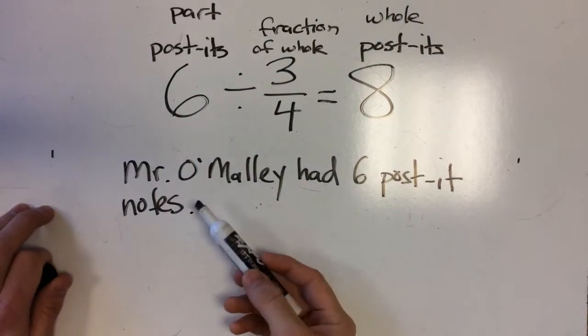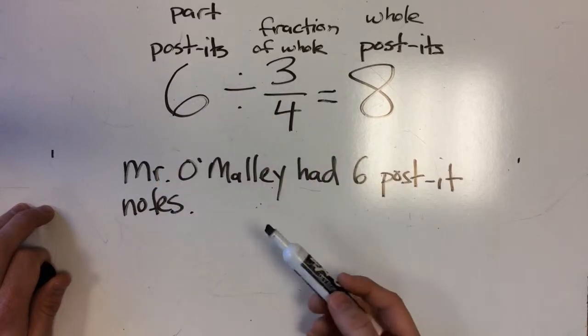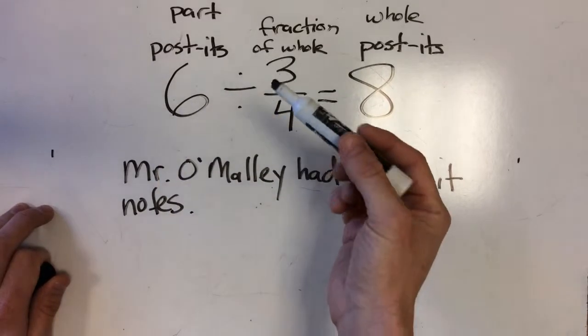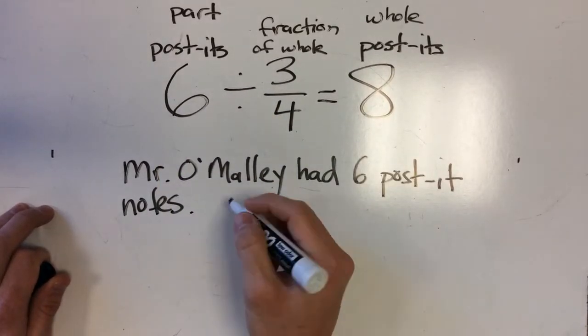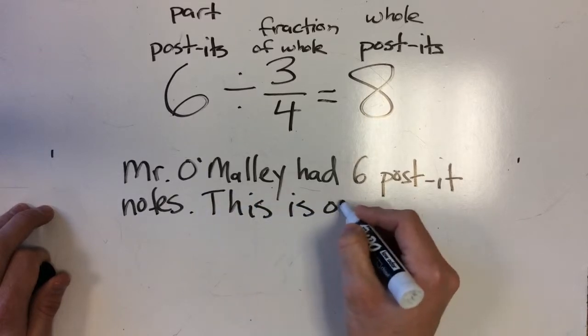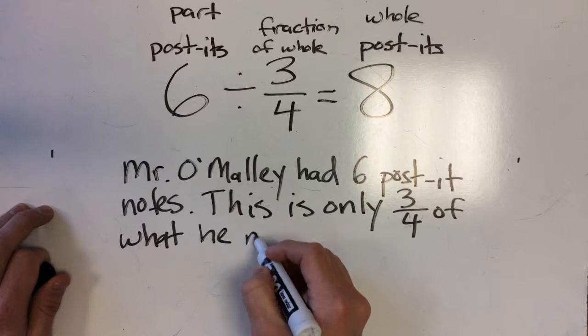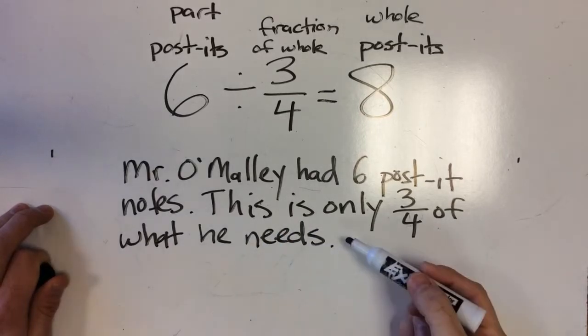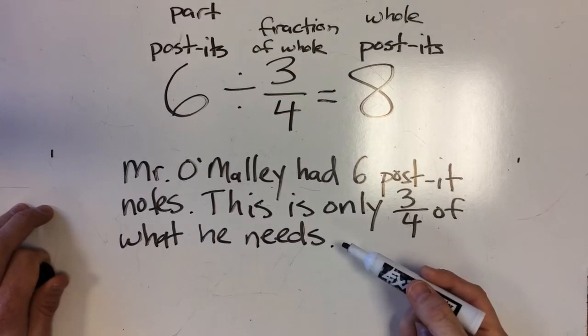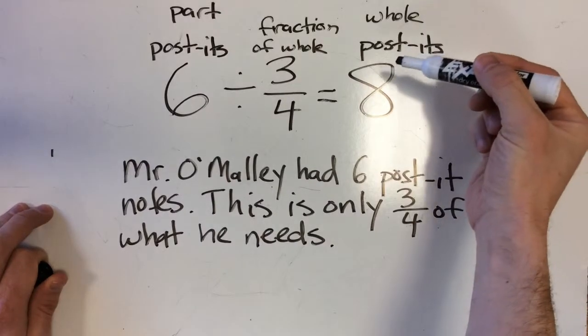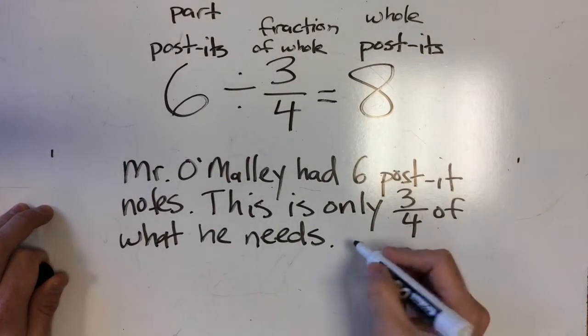The second sentence tells us that that's not enough to make a whole, and that it's only a fraction of the whole. And the last sentence asks a question whose answer is the answer to the division problem.